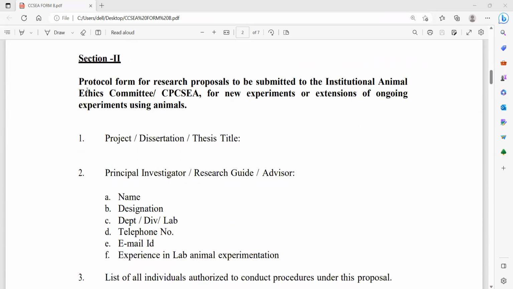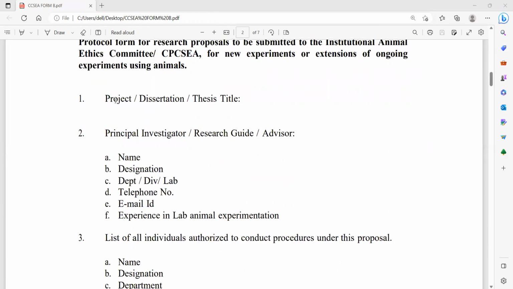Now come to section 2. Here the actual information related to your protocol or study has to be filled. So first you have to fill the title of your project. It may be the project, it may be the dissertation, it may be the thesis. Whatever it may be, you can write down a precise and proper title here. So when the committee reads the title, from that they come to know what you have proposed in the form.